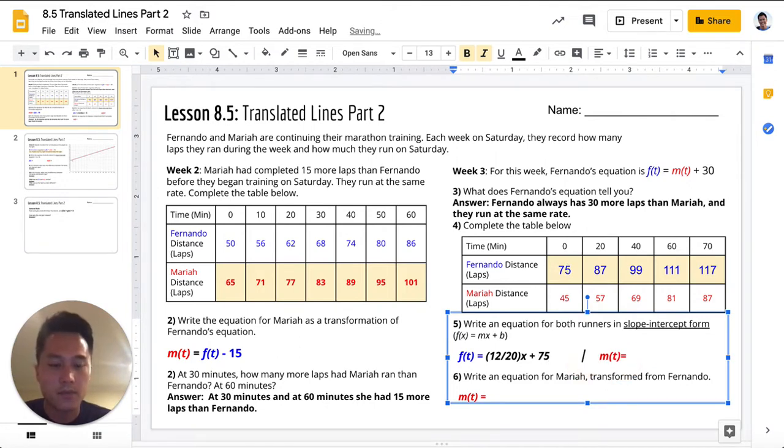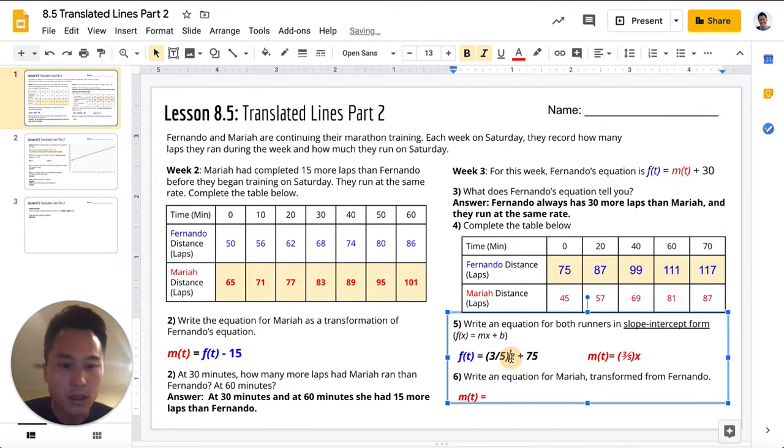Just like that. And I can simplify this fraction, 12 over 20. I can divide both numbers by 4. 12 divided by 4 is 3. 20 divided by 4 is 5. Okay, so there's Fernando. For Mariah, I could go through the same process of calculating the slope, but I already know that they run at the same rate. So I can use the same slope, 3/5, or 3 laps every 5 minutes.